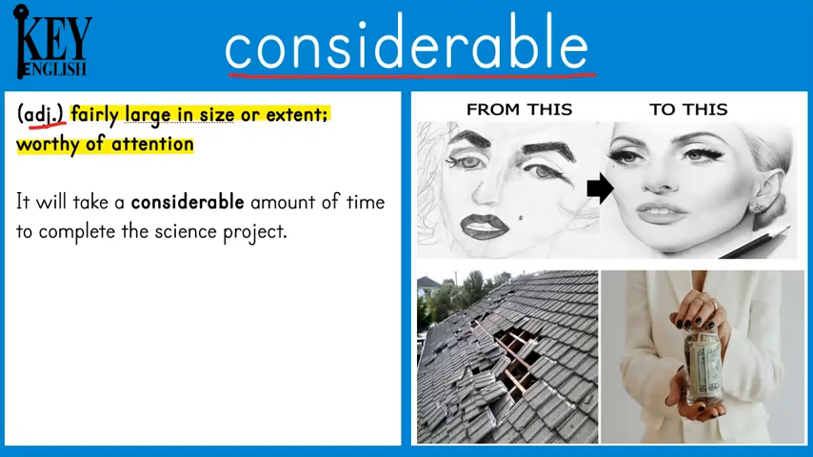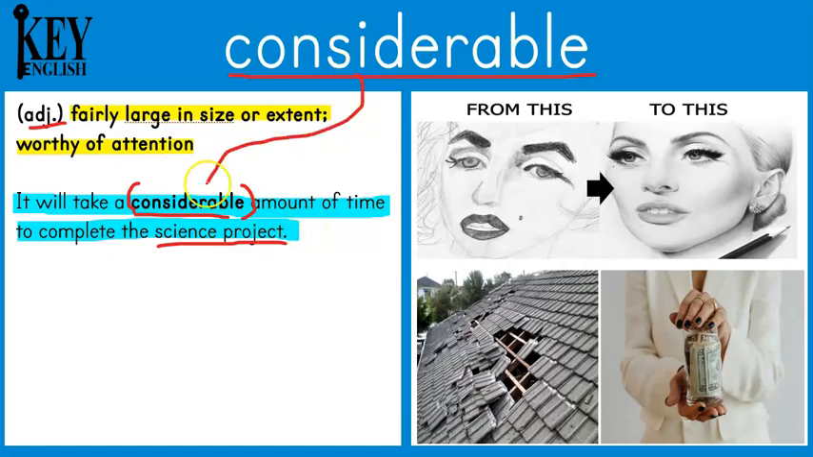It usually does not mean something is tiny or small, but it can mean there is a good amount of something. The example sentence says, it will take a considerable amount of time to complete the science project. So since considerable means large, you can understand this as saying it will take a lot of time to complete the science project. Not just a little time, but a very large number. Maybe it's a very difficult science project and it might take weeks to complete it. So we can use this word considerable to explain that it will take a very large amount of time.